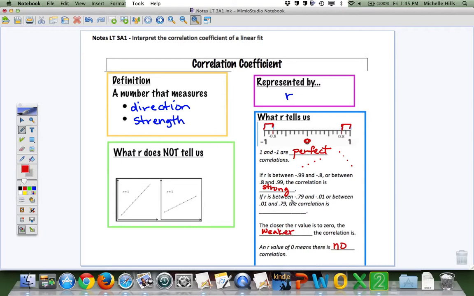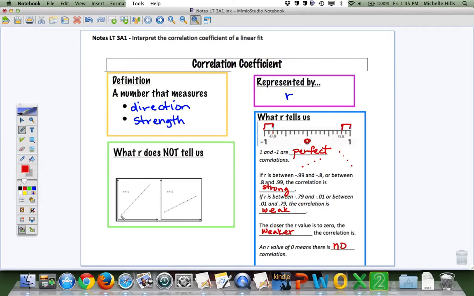And then if it's anywhere from -0.79 to -0.01 or +0.01 to +0.79 for this course at this time, we're going to say the correlation is weak. Again, you do get into some other things where they talk about different numbers with that, or they talk about strong, moderate, and weak. We are not going to make those differentiations this year.